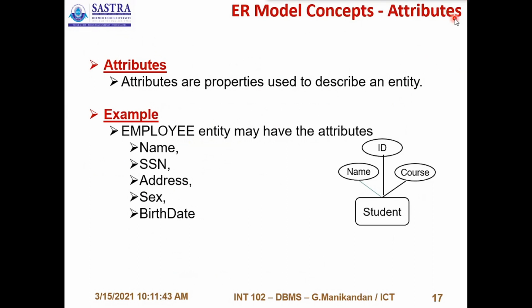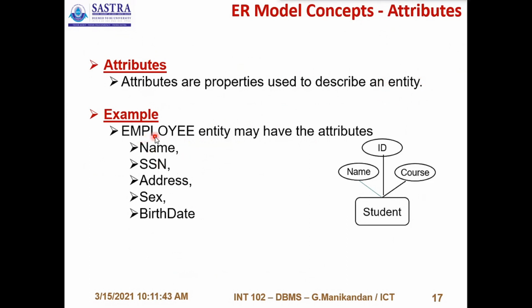I need some mechanism to further describe the entities, since each and every entity is associated with some set of attributes or some set of properties. How do we represent those properties associated with an entity? For that I can make use of attributes. Your attributes are nothing but the properties that are used to describe an entity. They give some additional information about the entity.